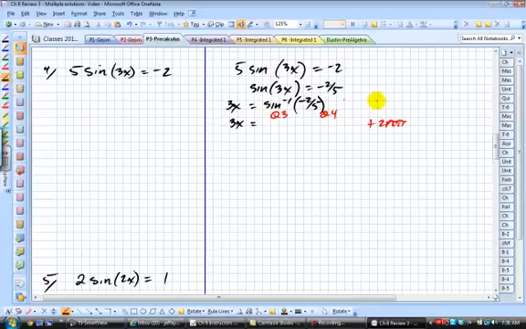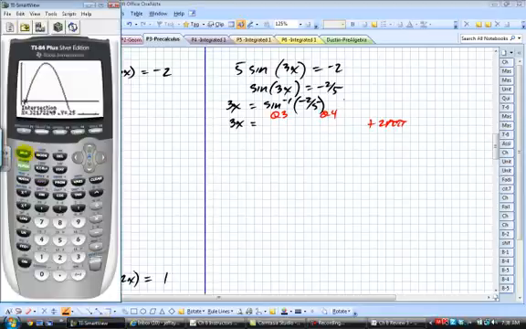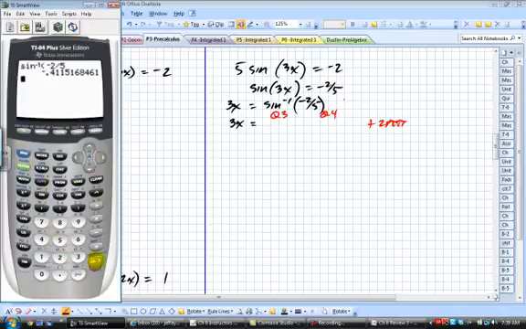I need to take the inverse sine. So let me grab my calculator again. All right, so I take the inverse sine of -2/5, and I get about -0.4115, which is my quadrant 4 angle.